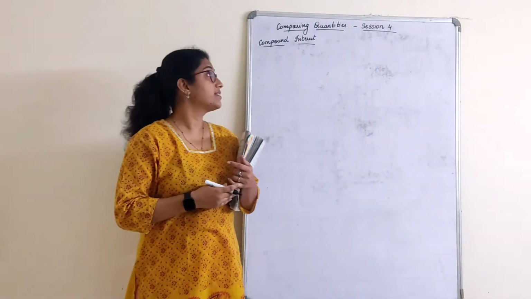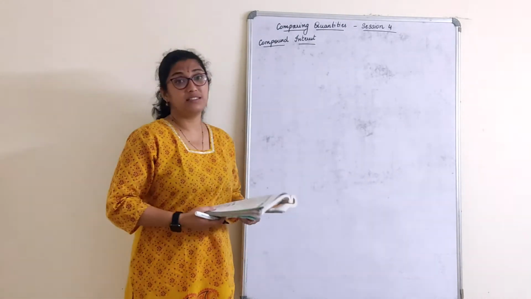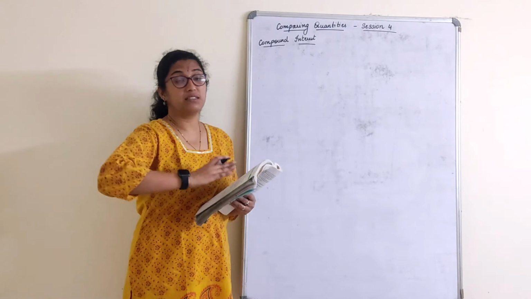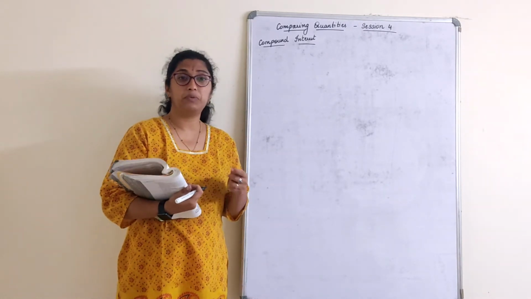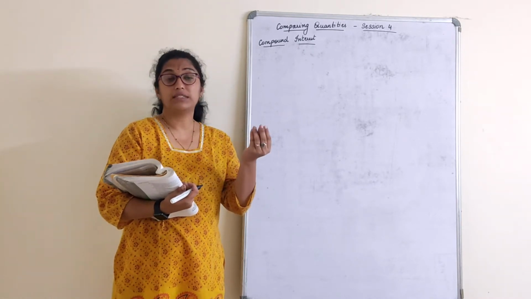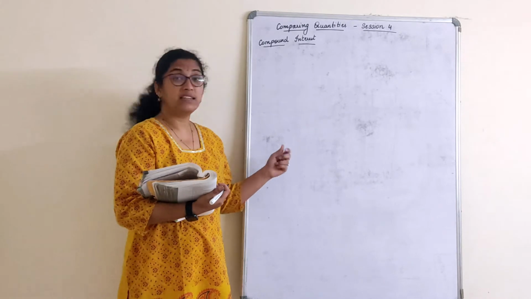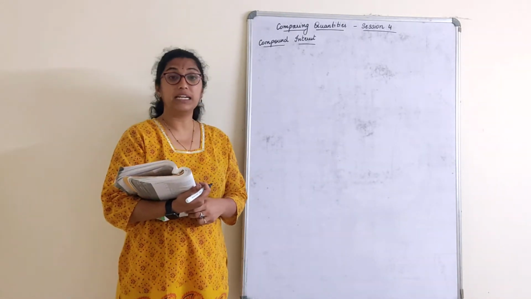Good morning. We'll start session 4 on the chapter comparative quantities. In this last part of comparing quantities, in the beginning we studied discount, cost price, selling price, then we studied percentage, VAT, GST, tax, etc. Now this part is about compound interest and simple interest.